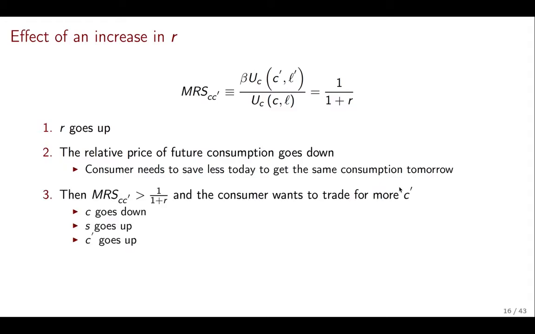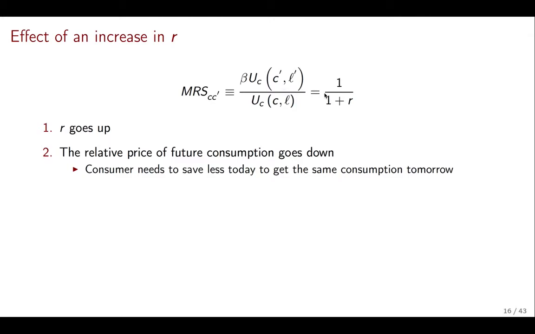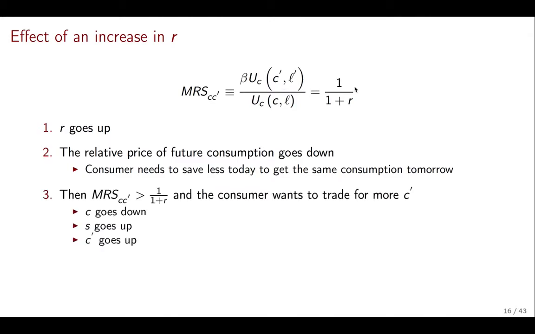Then that means that if you at the beginning were equating them, after the interest rate increases, now the marginal rate of substitution is higher at the current levels of consumption today and consumption tomorrow. So the consumer has incentives to trade, to reduce consumption today and increase consumption tomorrow, to decrease the value of the marginal rate of substitution and restore equality. Doing so is going to decrease consumption today, savings go up, and then those savings are spent in future consumption.